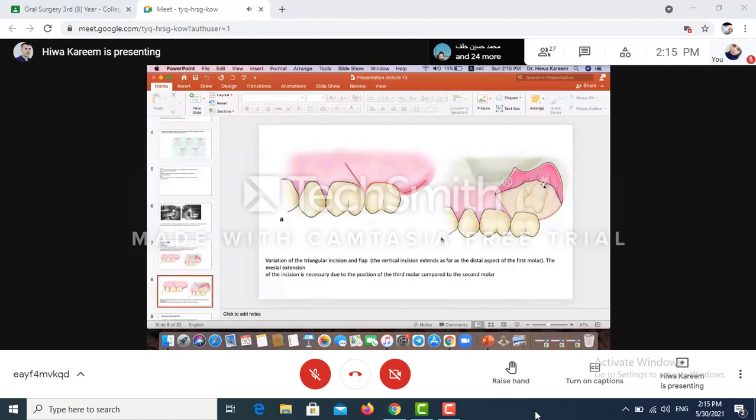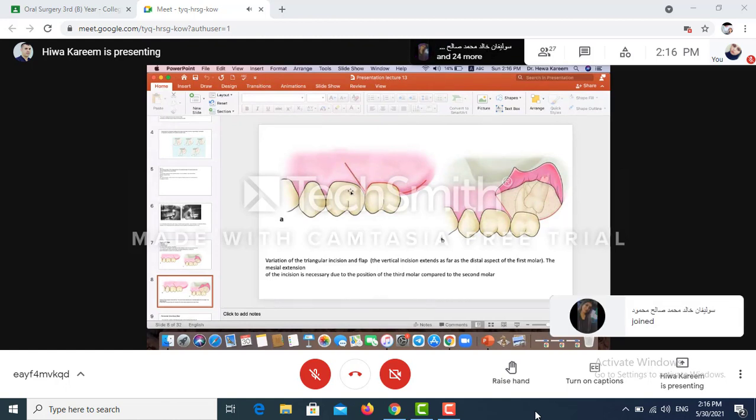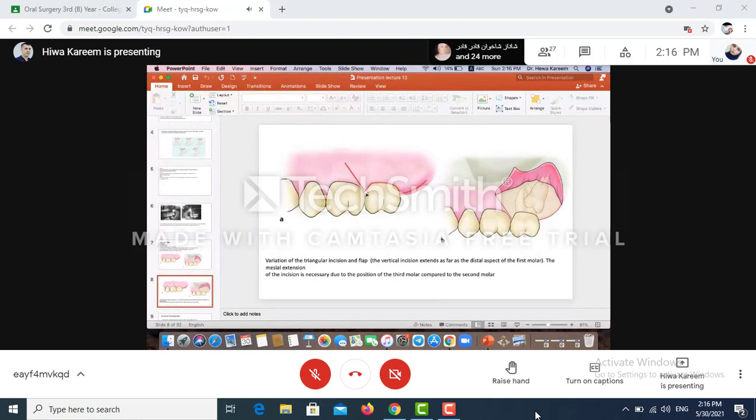Sometimes, if the tooth is deep, we have a variation of the triangular flap. It extends the incision to distal to the first molar. This is the first molar, this is the distal side, and this is the medial side. Distal to the first molar, if the tooth is deep.